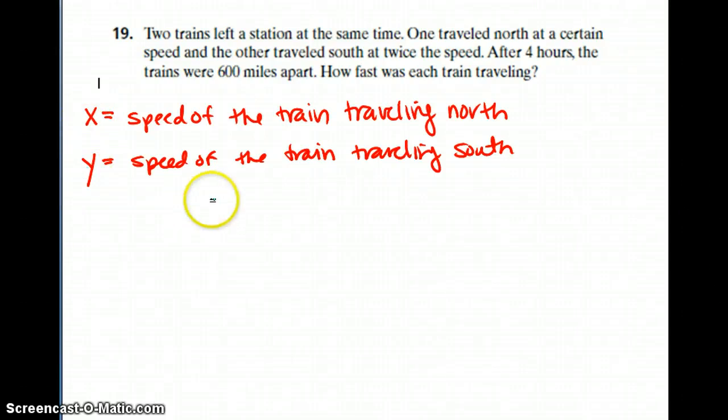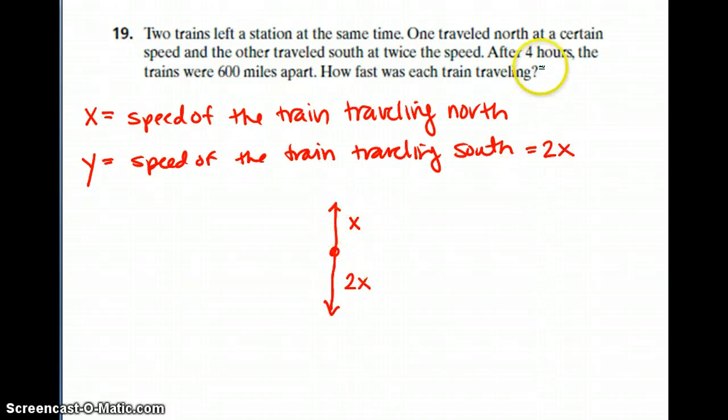Okay, so then it might help to draw a picture. So now you have your train station. One is going north and one is going south. It said one traveled north at a certain speed, the other traveled south at twice the speed. So what that means is this one was going x. If this is going twice the speed, that would have to be 2x.